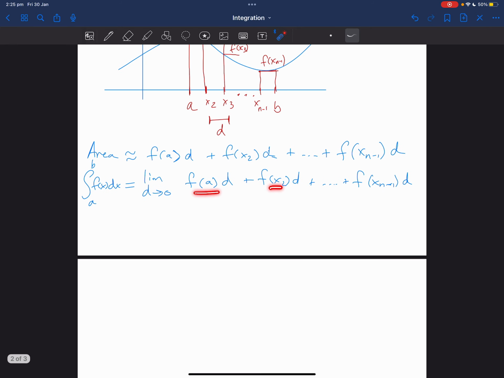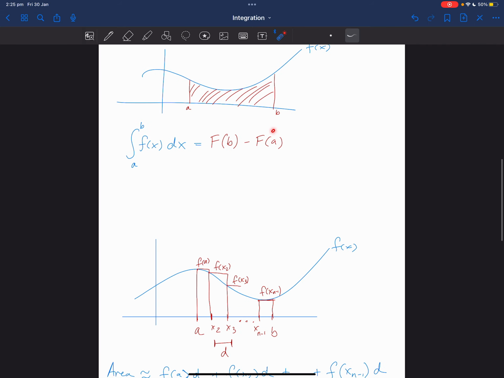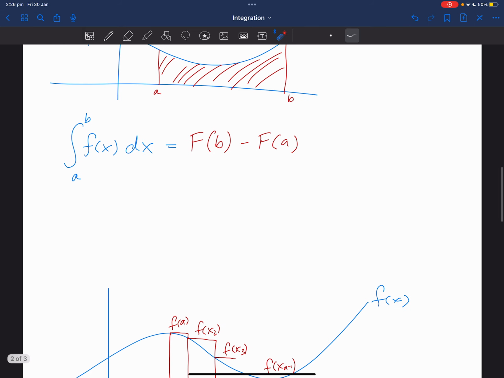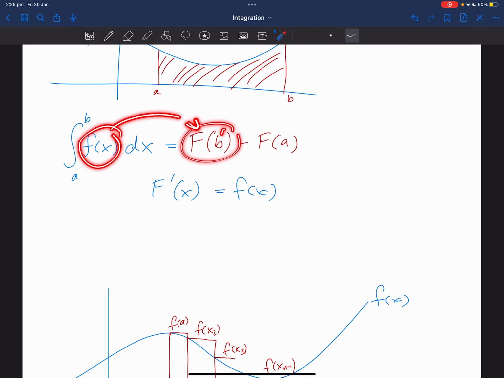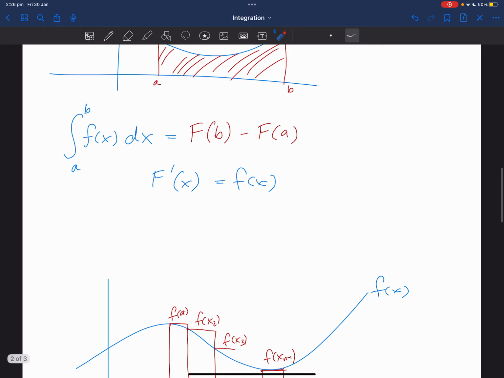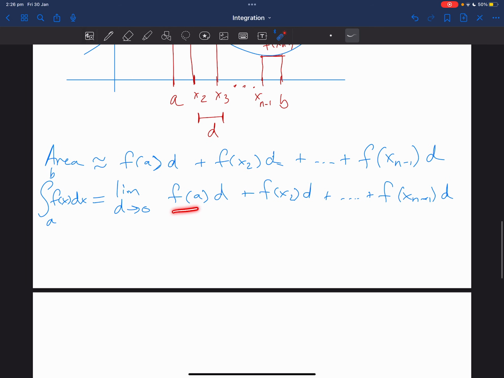Now, each of these values, remember another piece of notation, we use capital F for the antiderivative. So what this tells us is that the derivative of your antiderivative is just equal to your original function f of x, right? When we integrate, we find the antiderivative, and so capital F's derivative is just whatever's the thing you're integrating. And so what I can do is I can replace each of these f of a, f of x2, f of xn minus 1. I can replace all of them with the derivative of the antiderivative, or the derivative of the primitive.